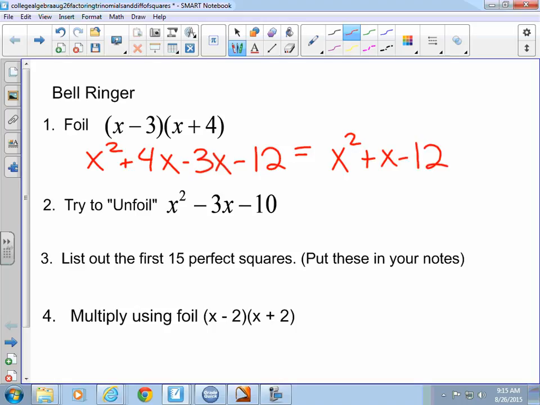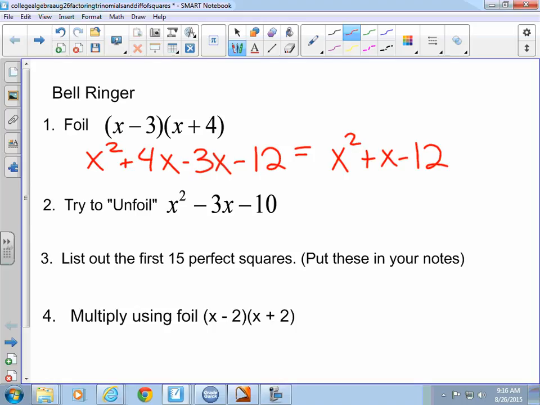Well, today we're going to focus on going from here back to those two parentheses. That's going to be the goal for today. We take the final answer and go back and find the two sets of parentheses that would be the two factors. That's going to be the goal. So I'm going to unfoil. Well, to do that, I'm going to think about where the pieces come from.